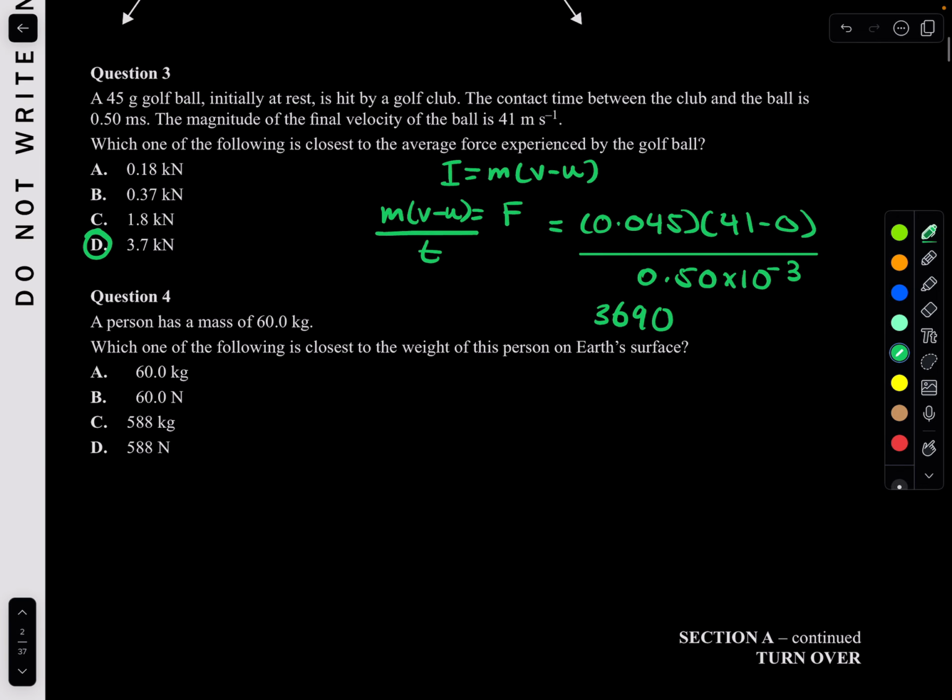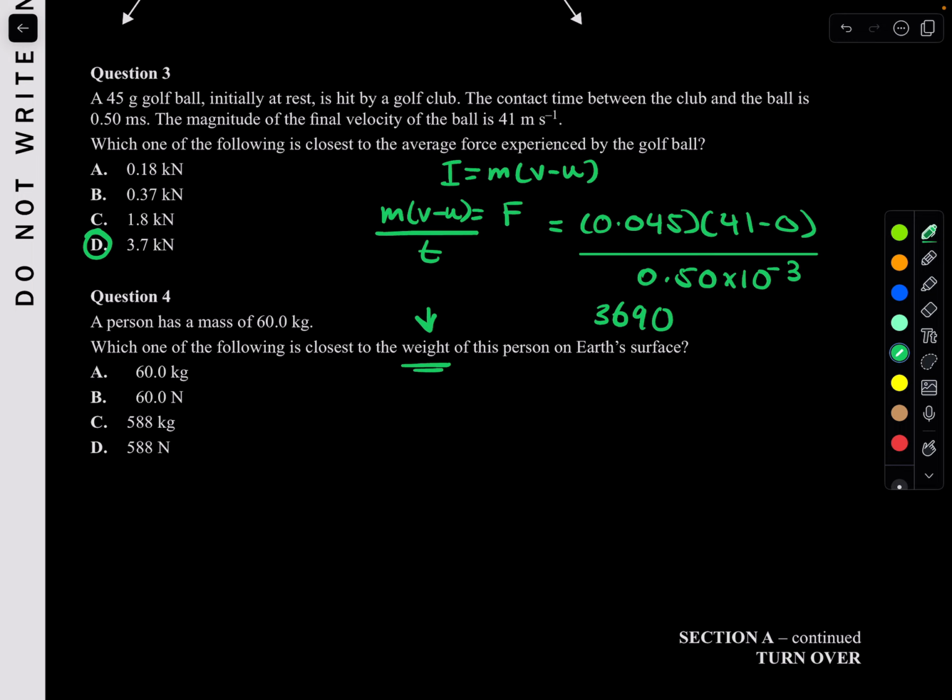Question 4. A person has a mass of 60 kilograms. Which of the following is closest to the weight of this person on the Earth's surface? Look at the word weight. A lot of people make this mistake of saying that weight is like your mass, like you weigh 20 kilograms. No, weight is a force. It's the actual force of gravity. Your mass is 60 kilograms, not your weight. So your weight is a force.